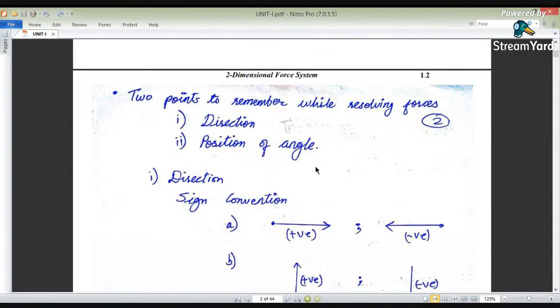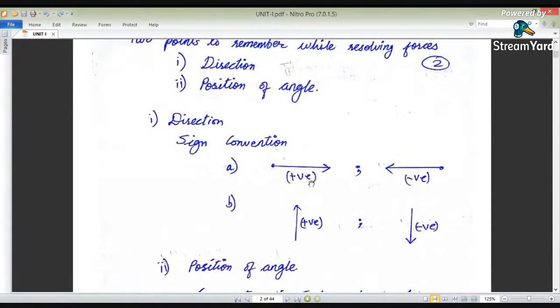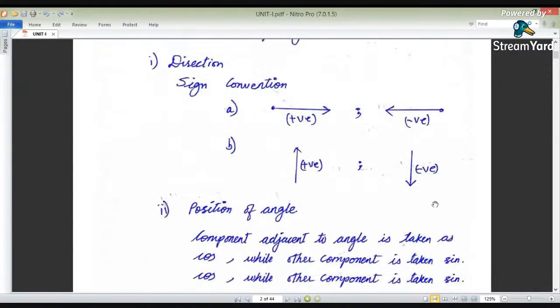If it is making an angle with the x-axis, that means Fx will be F cos theta and Fy will be F sin theta. Again, these are the simple sign conventions. Rightwards is taken as positive, whereas when a force is moving from right to left, it is taken as negative. When it is moving upwards, it is taken as positive, whereas if it is moving downwards, it is taken as negative.